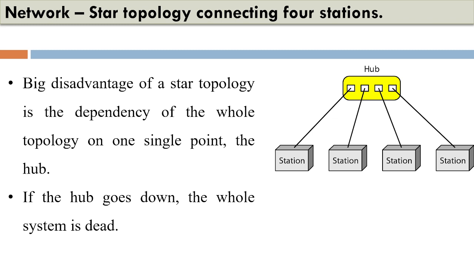That is, if something goes wrong with the hub, switch, or the router, the entire communication system breaks down. So this is the biggest disadvantage in case of star topology.